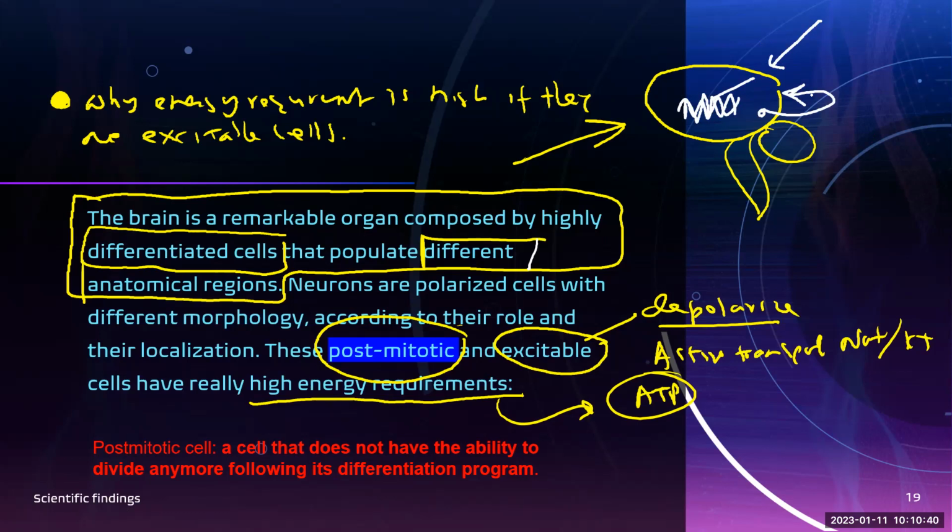And differentiated cells have specific functions and they are located in different parts of the brain. So when they say different anatomical regions, that means our basic knowledge is the cerebrum, cerebellum, and medulla oblongata. The other three parts we learned.